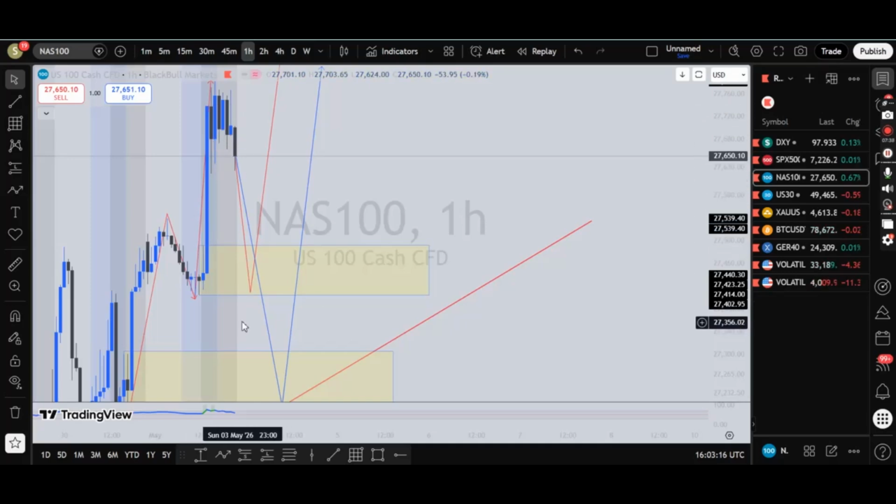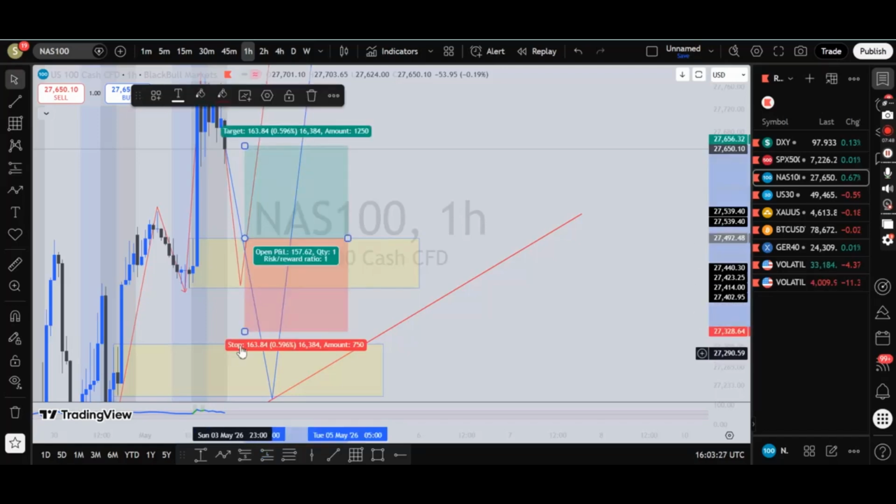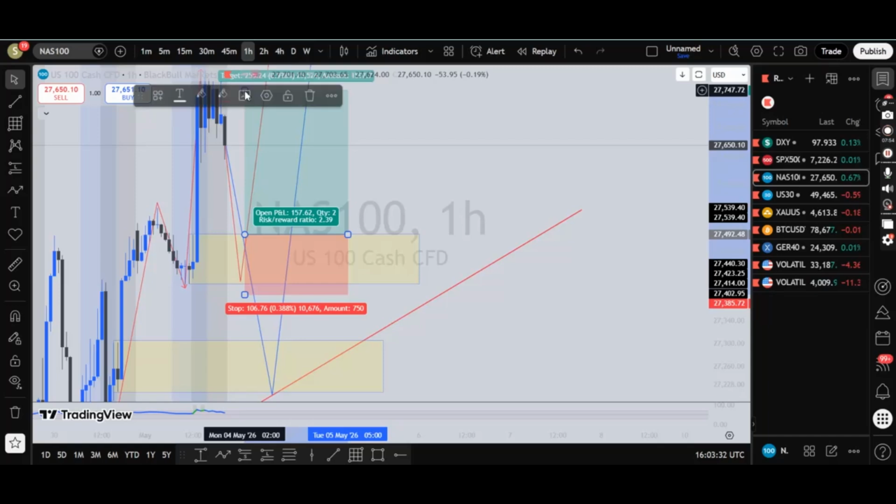I want to see price tap into this first zone, and what gives me confirmation is that I'm not going to be entering this trade on a buy limit or sell limit. I want to see candlestick confirmation before I can go bullish or I can look elsewhere. I want to see this happen.